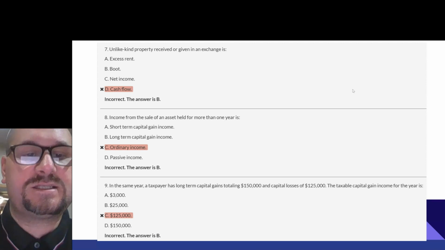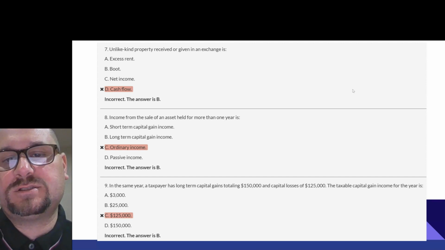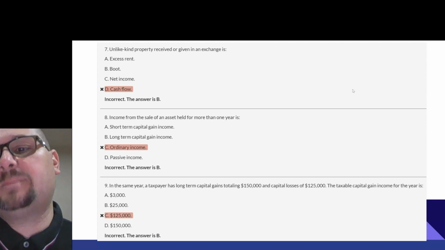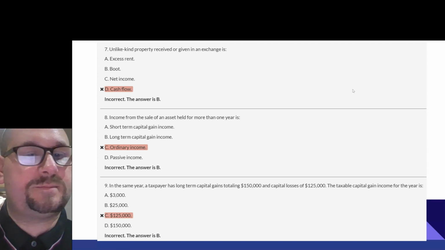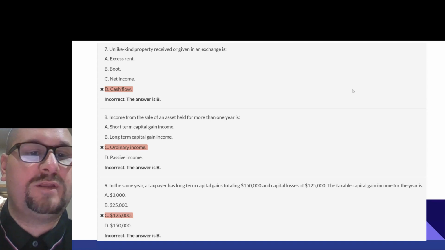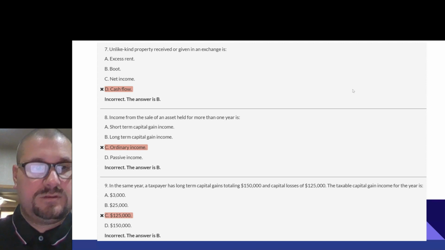In the same year, a taxpayer has long-term capital gains totaling $150,000 and capital losses of $125,000. The taxable capital gain income for the year is what? Bravo, $25,000. So you're going to need to do some math on this.